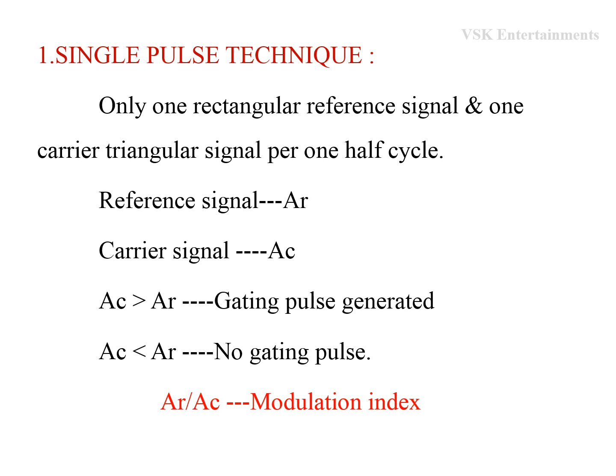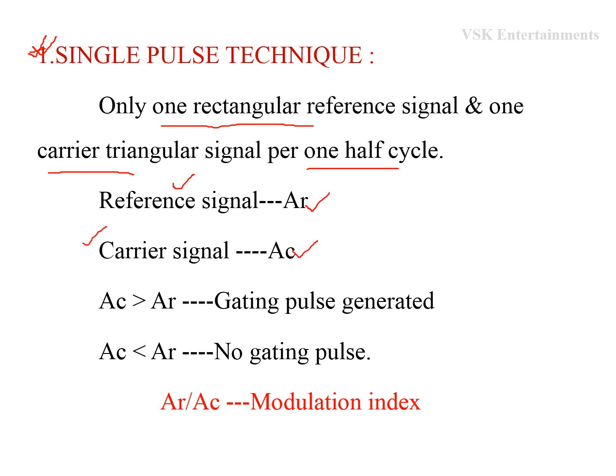Coming to the first technique, that is the single pulse technique. The name itself indicates the meaning of this technique. In this technique, we use only one reference signal and only one carrier signal during one half cycle. By comparing the reference signal and carrier signal, we generate the gating pulse. Depending upon the width of that gating pulse, we get the controlled output voltage. In this, we use only one rectangular reference signal and only one triangular carrier signal during one half cycle. AR is the magnitude of the reference signal and AC is the magnitude of the carrier signal.